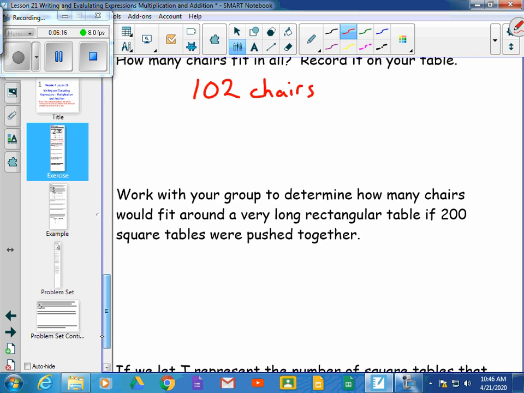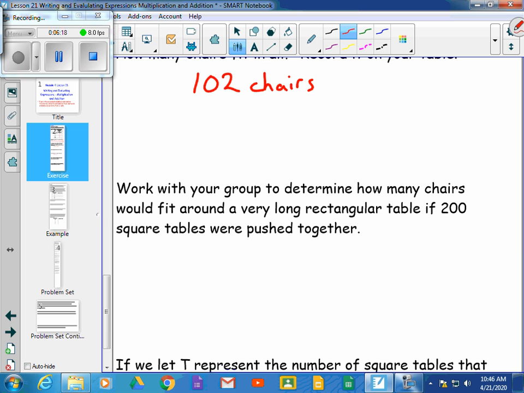Now, it says, work with your group to determine how many chairs would fit around a very long rectangular table if 200 square tables were pushed together. So we could say 200 tables times 2 chairs on each side plus the 2 on the end. We can calculate that by using correct order of operations. We would have 400 plus 2, and that would mean for 200 tables we'd have 402 chairs.